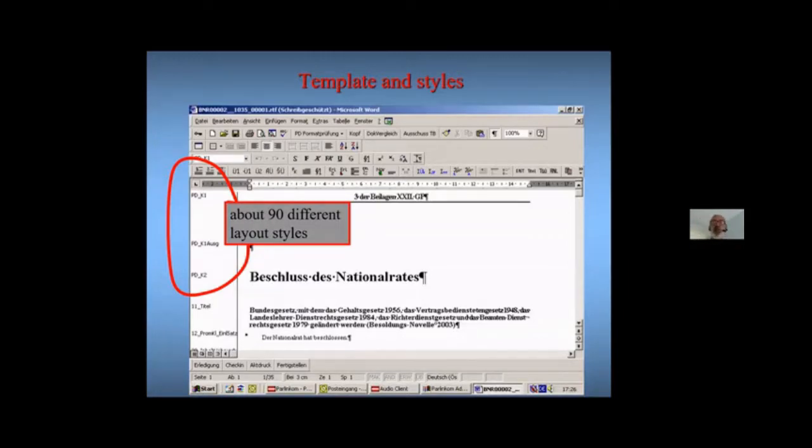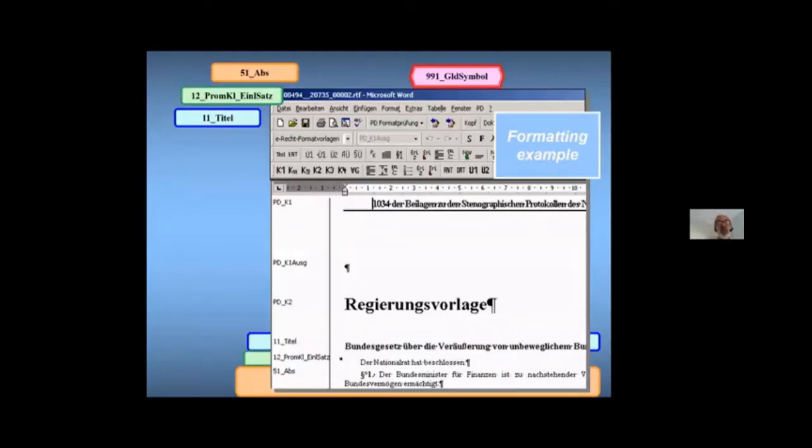Actually, in the working group, we came up with more than 100, around 120 different layout styles we would need, but it was clear that this would be a little bit complex, so we were able to reduce the number of these styles to about 90. And these 90 different layout styles are still in place today. So we have one template for all the different kinds of documents that we are working with, from government bills to committee reports and so on. And within this one template, around 90 different styles are supported in the Word environment, where it would be easily possible to assign certain layout styles to certain structural elements.